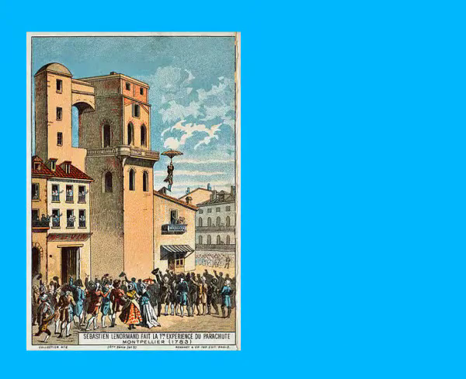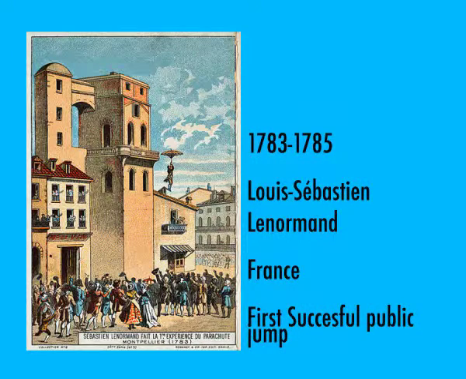In 1783, Louis Sébastien Lenormand of France recorded the first public jump with his design. Two years later, in 1785, Lenormand coined the word parachute.